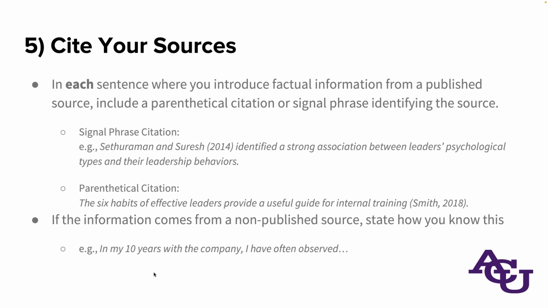The first is with the signal phrase, when you identify who you're referring to in the body of the sentence, like, "Sathuraman and Suresh, writing in 2014, identified a strong association between leaders' psychological types and their leadership behaviors." So we see in the body of the sentence, we mention as the grammatical subject the authors, and we include the publication year in parentheses, and then the rest of the sentence continues.